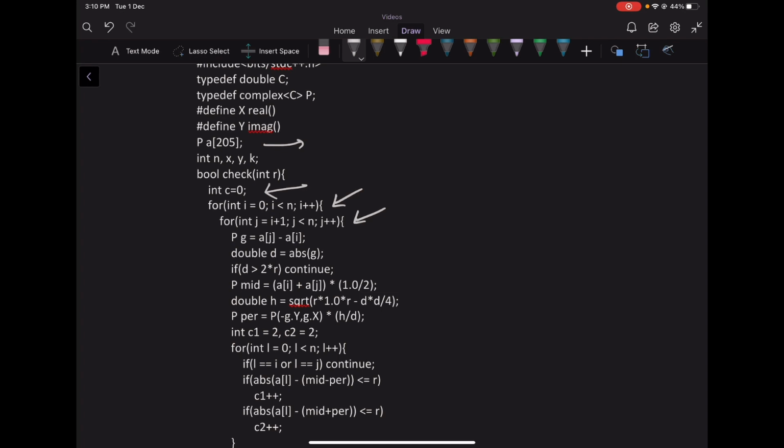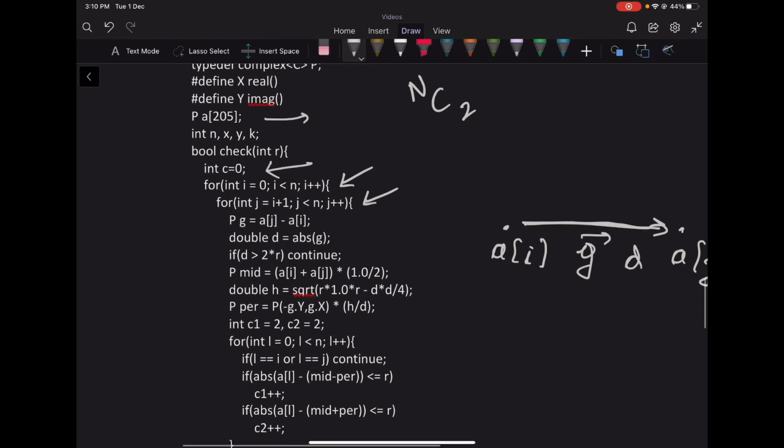So we'll iterate from i equal to 0 to n, and then j equal to i plus 1 to n. That is, we have iterated over all the nC2 pairs of circles. Now A_i is the center of the first circle and A_j is the center of the second circle. So we assign g vector as A_j minus A_i. That means this vector is the g vector and d is the distance between them. So d is the value of this vector.